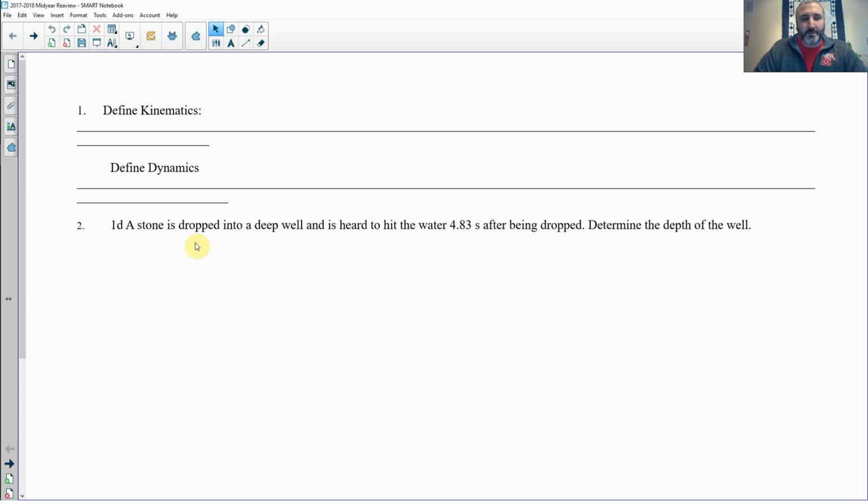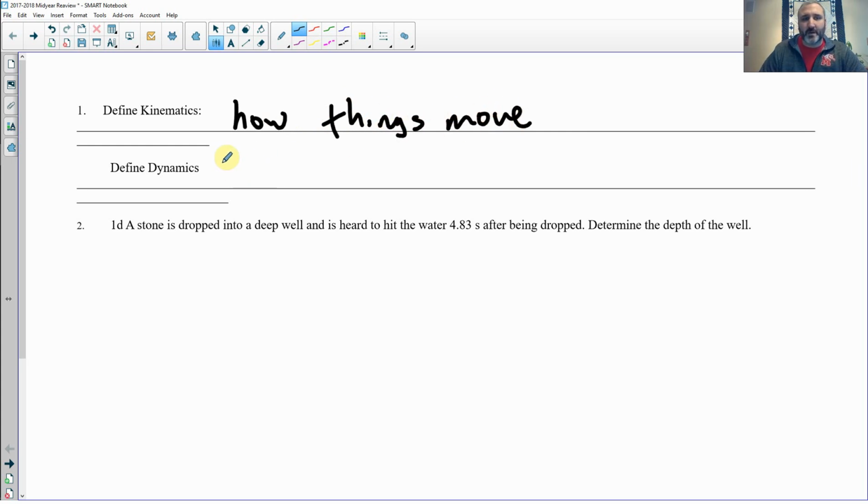Welcome to the Midyear Review, and let's get started. So the first thing that we're asking you to do is know the difference between kinematics and dynamics. If you remember correctly from the beginning of the year, kinematics boils down to how things move, while dynamics describes why things move.